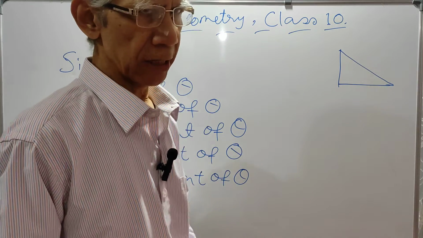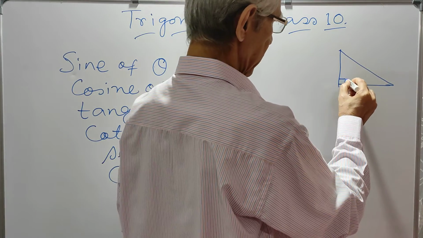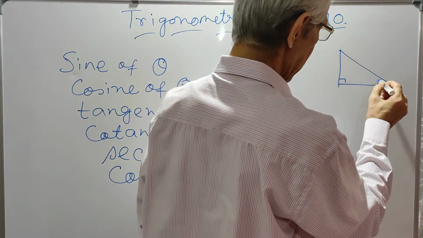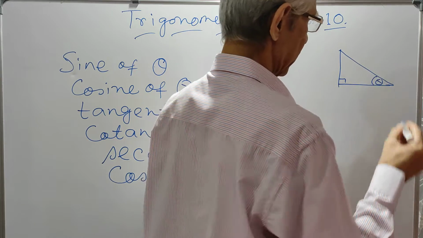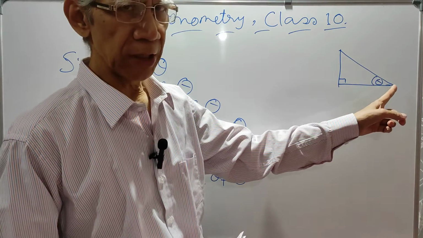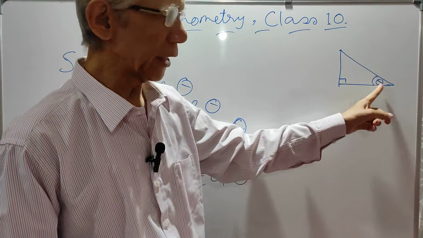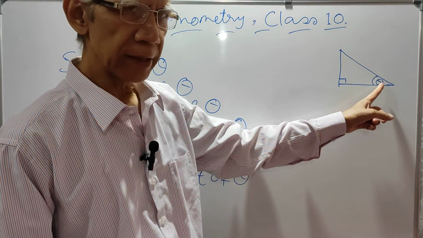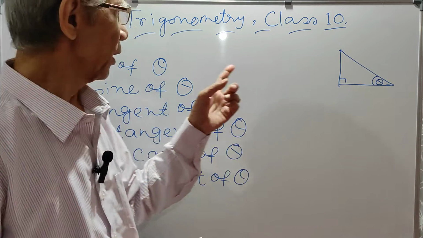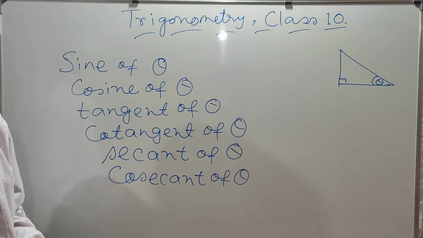This is a right angle triangle. This is 90 degree. Now this base angle is acute. In a right angle triangle, one angle is 90 degree and the other two are acute. So this angle is acute and it is represented by this Greek letter theta. Alright.